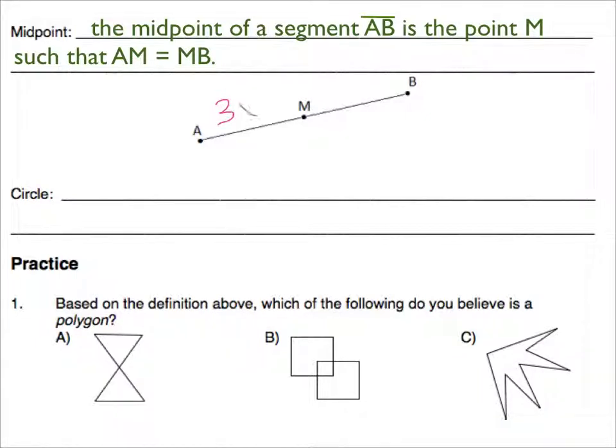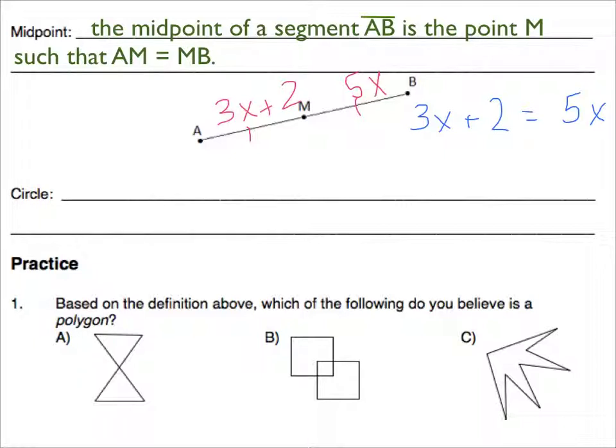If AM equals 3x plus 2 and MB equals 5x, and I ask you what's the numerical length of AB? If we know that M is the midpoint, then that means that AM, this side, equals MB, this side. So what I need you guys to be able to do is say, hey, 3x plus 2 equals 5x.